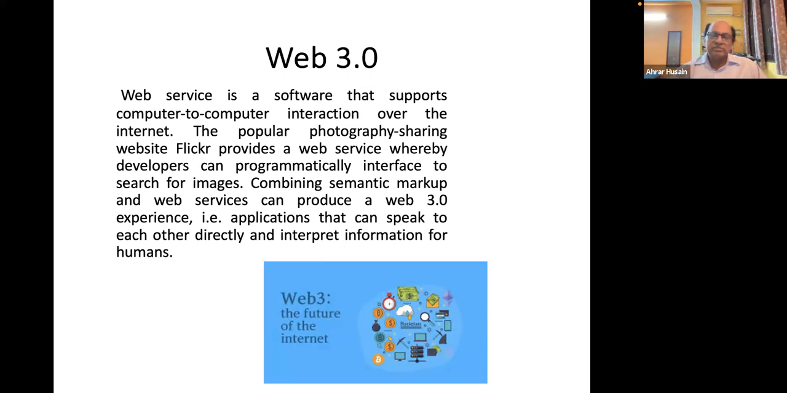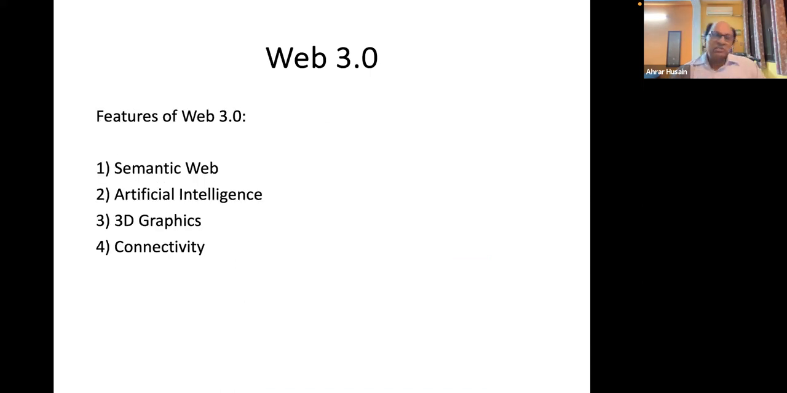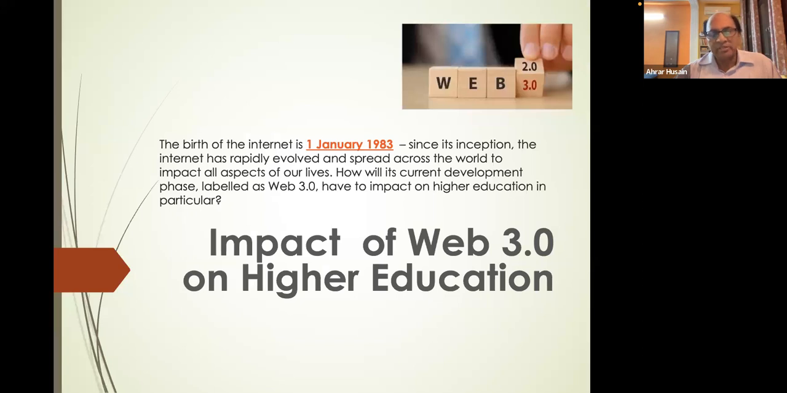Nowadays, in Web 3.0, the service is that you talk to the machine, give it the information you want, and all that information will be provided to you in the format of words, audio, or video within the services of Web 3.0. The other features of Web 3.0 are the semantic web, artificial intelligence, 3D graphics, and connectivity. These are the major things we will have when the full version of Web 3.0 is available.